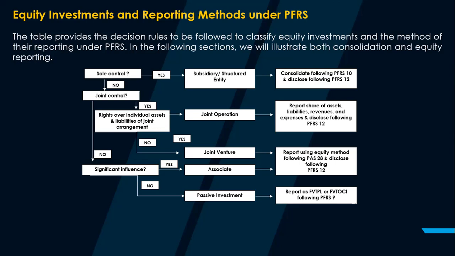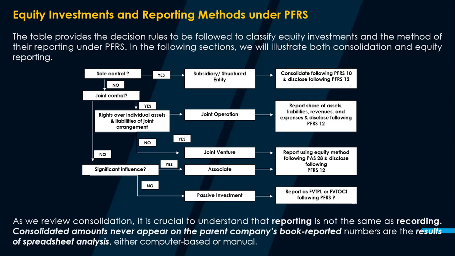Significant influence, if yes, then it's an associate. Report using the equity method and disclose following PFRS 12. If no, passive investment, report as fair value through profit or loss or through other comprehensive income following PFRS 9. Okay, so we have now your table for equity investments and reporting methods.